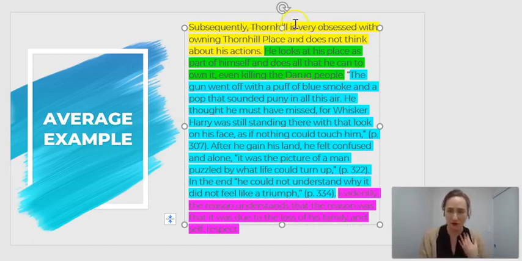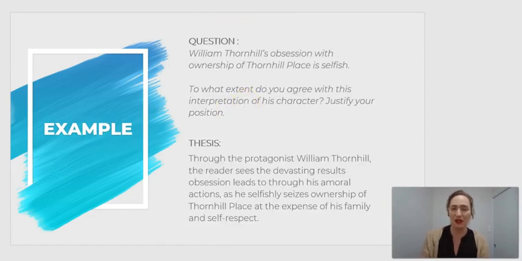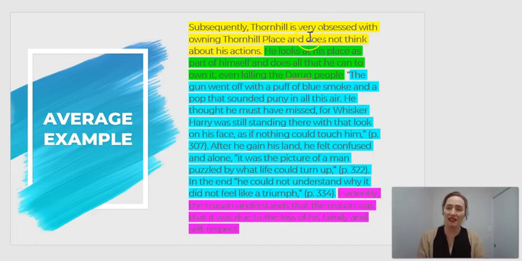Okay, so very obsessed is kind of low-level language. We're not really using highly sophisticated vocabulary here. And does not think about his actions. That doesn't really talk about the immorality, so it doesn't quite look at the amoral actions. It would be better if I could say, and therefore engages in immoral actions. That's the sort of thing I'm trying to show. It's very basic. There's no deep thinking, and it doesn't clearly link back to the thesis. It just basically links back to the thesis, okay?